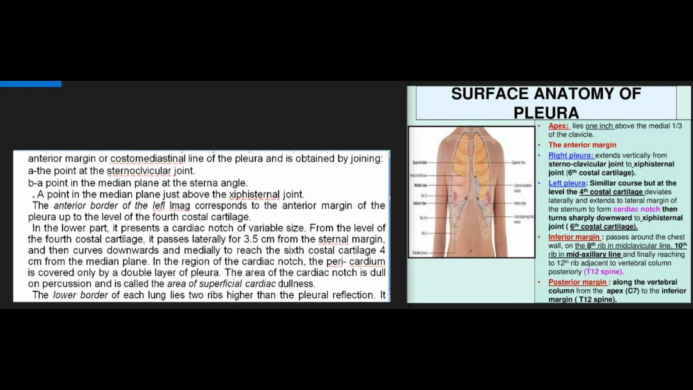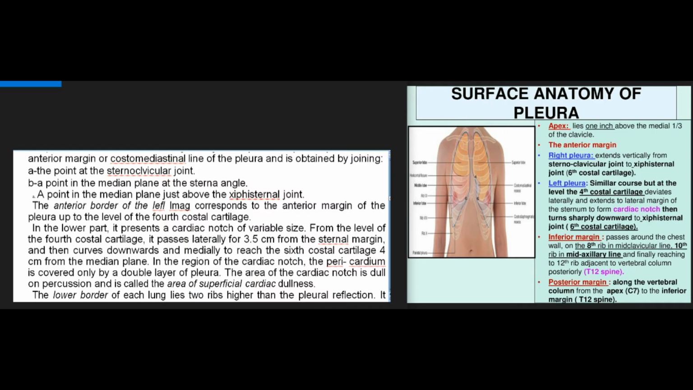The anterior border of the left lung corresponds to the anterior margin of the pleura up to the level of the fourth costal cartilage. In the lower part, it presents a cardiac notch of variable size. From the level of the fourth costal cartilage, it passes laterally for 3.5 cm from the sternal margin, and then curves downwards and medially to reach the sixth costal cartilage 4 cm from the median plane. In the region of the cardiac notch, the pericardium is covered only by a double layer of pleura. The area of the cardiac notch is dull on percussion and is called the area of superficial cardiac dullness.